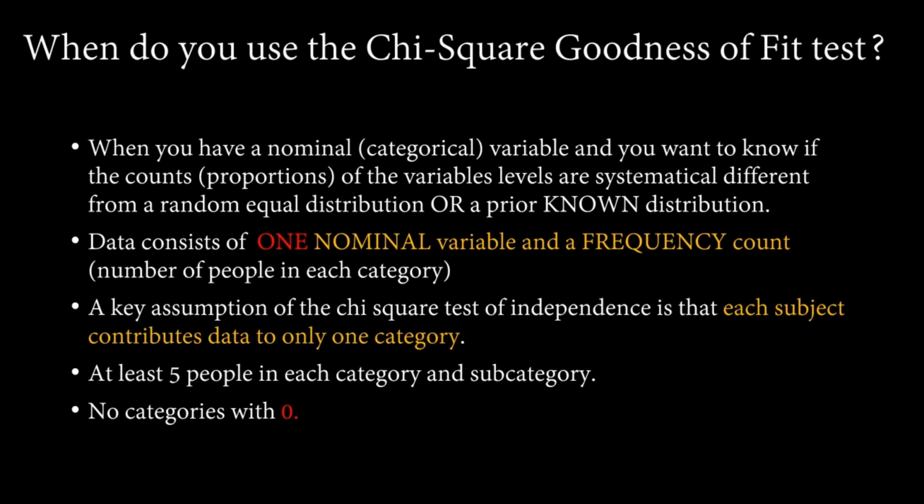Okay, so when do you use the chi-square goodness of fit test? First, when you have one nominal categorical variable, and you want to know if the count proportions of the variable are systematically different from a random distribution or a prior known distribution. Data consists of one nominal variable and a frequency count, the number of people in each category. A key assumption of the chi-square test is independence, that each subject contributes to only one category. This is important. You cannot have categories with 0 in them, and you need at least 5 people in each category and subcategory.